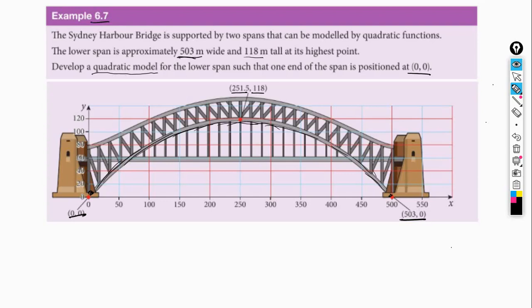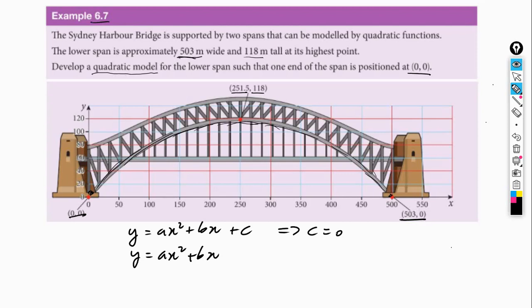So they want us to develop a quadratic model. Quadratic models are in the form y equals ax squared plus bx plus c. Now in this case, c is always the y-intercept. So in this case, it's 0 because we have the point (0, 0) as the starting point of this parabola. So we can say that c is equal to 0. Therefore, we can simplify this function as y equals ax squared plus bx. So we need to find a and b.